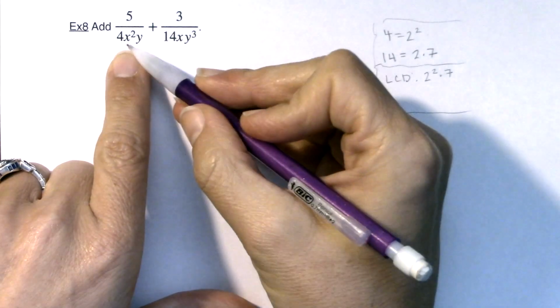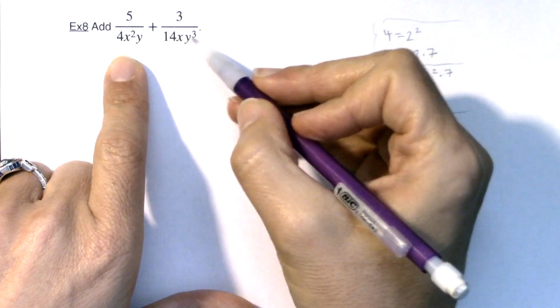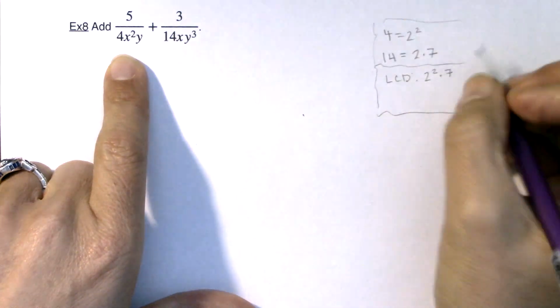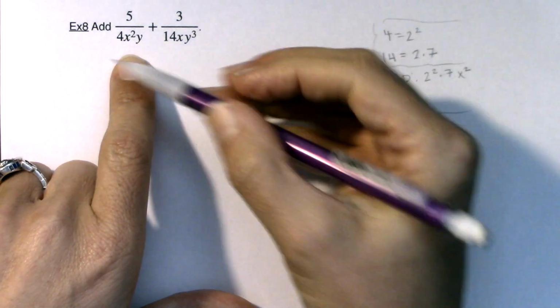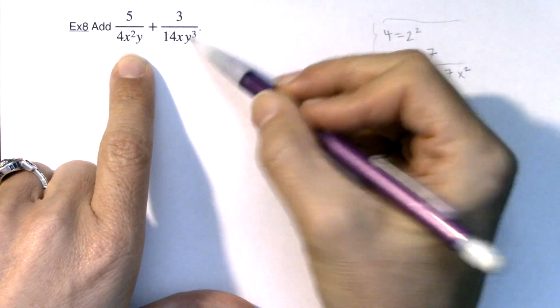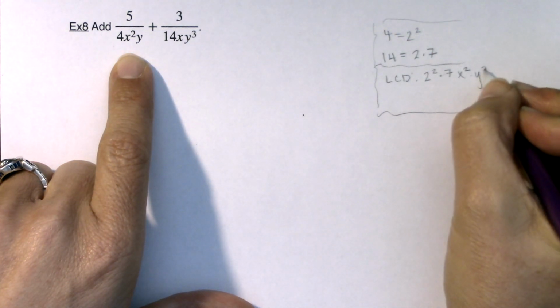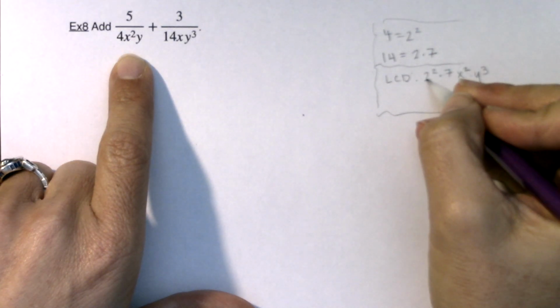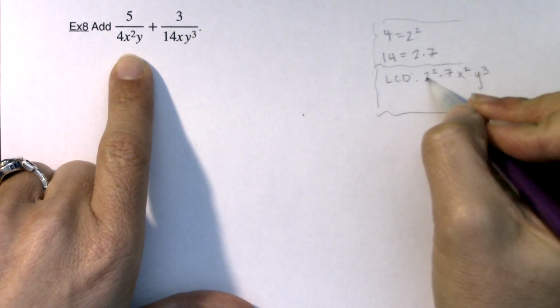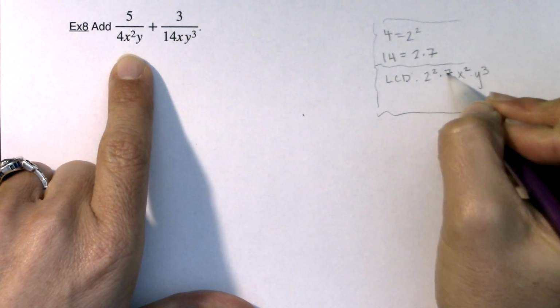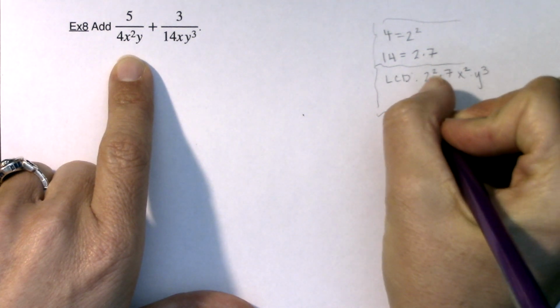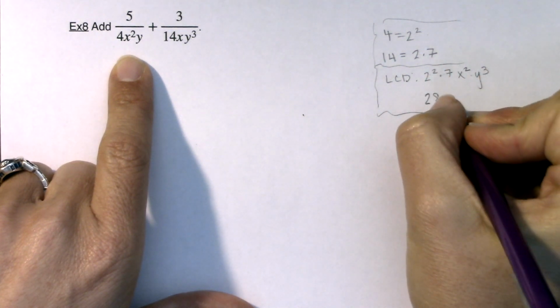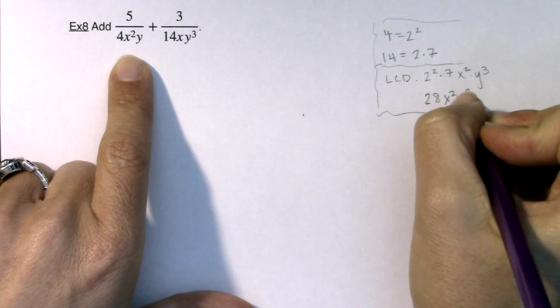And if I look at the x squared term here and the x term here, I need to take the term with the higher power, so I'll put the x squared. And then I've got y and y cubed, so I'm going to put y cubed here. So if I do a little mental math, this is going to be 2 squared, which is 4. 4 times 7 is 28. So my LCD is 28 x squared y cubed.